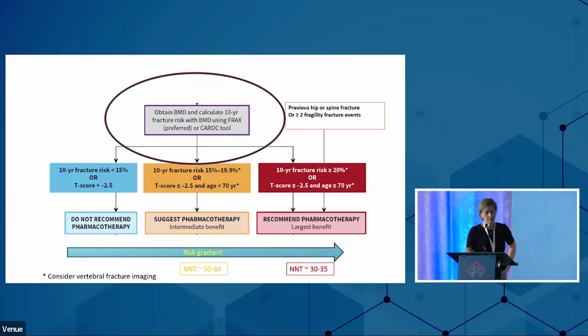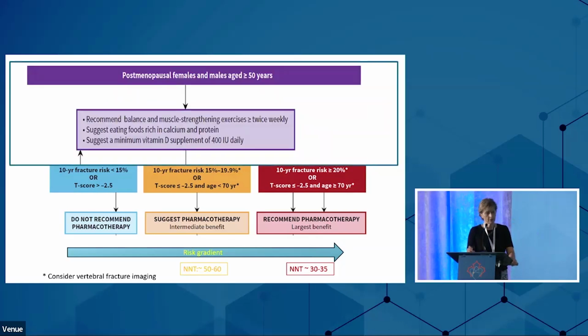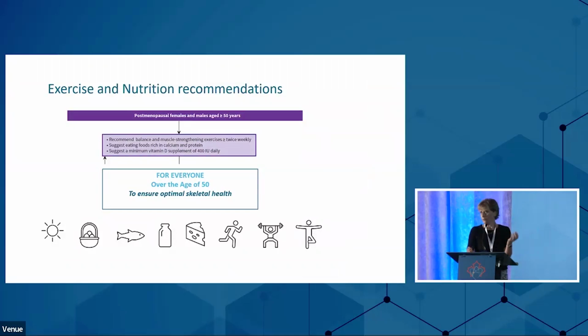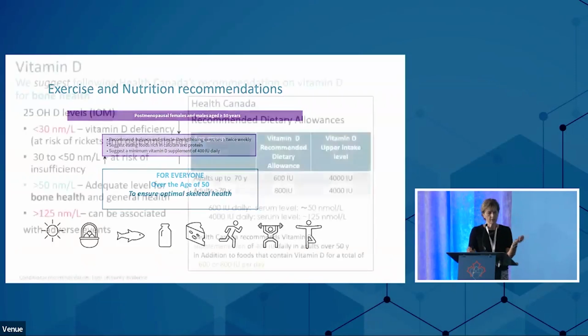So we recommend pharmacotherapy in that group, and then you could see for yourself the NNTs and how things move towards the left side. So quickly, we recommend, obviously, exercise and calcium and vitamin D in everybody. So this is not just for people who are considering risk of fractures, but this is really important. And so we encourage that.